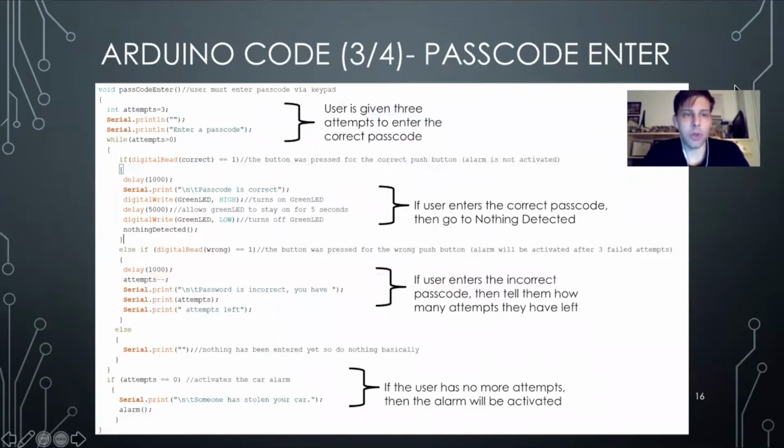Just like the Visual Studio code, if a scenario calls for it, the user has a chance to input their password 3 times. There's a button for a correct one and a button for an incorrect password. If the user enters the correct password, it's going to go to the function nothing detected. If the user enters the incorrect passcode, the program is going to tell them how many attempts they have left and let them use the attempts as they will. If the user runs out of attempts, then the alarm will be activated.